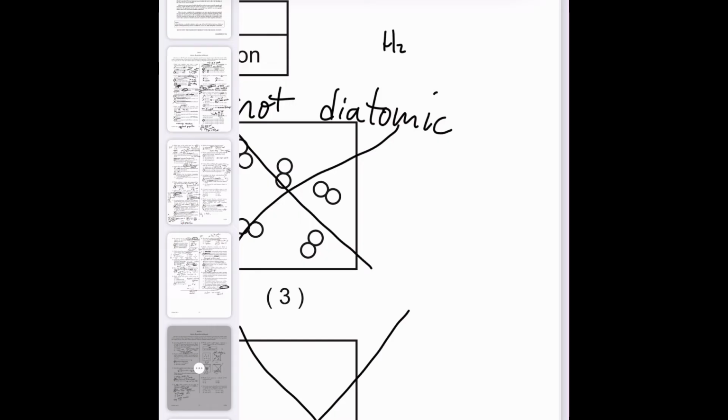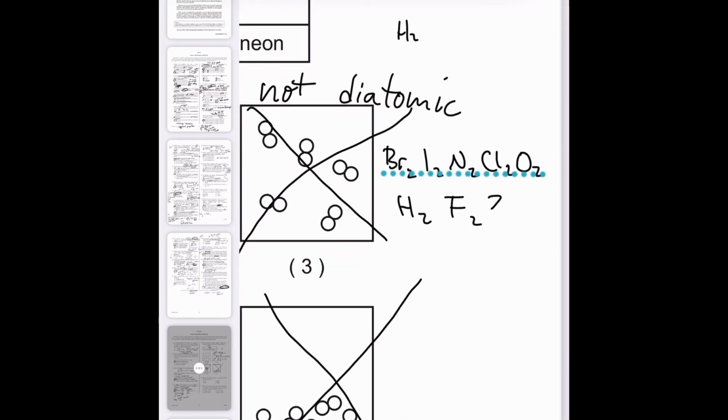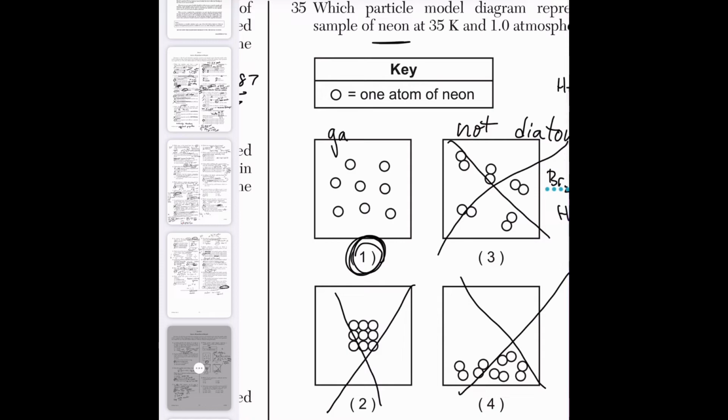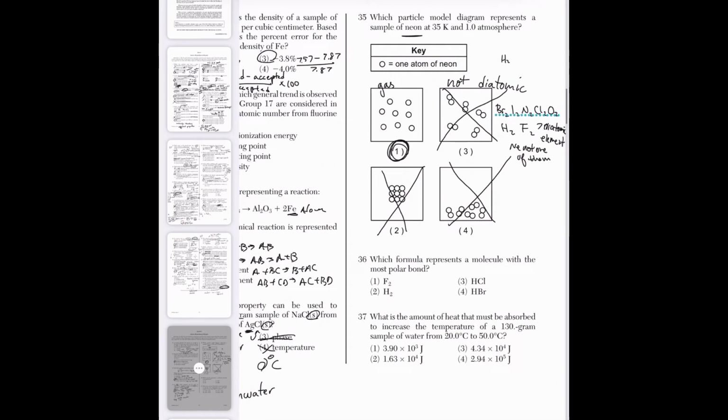7 H2, or Dr. Brinkelhoff. Wait, that's a bad F. These seven diatomic elements. Ne is not one of them. So yeah, this one, it's like a gas. It's pretty cool.